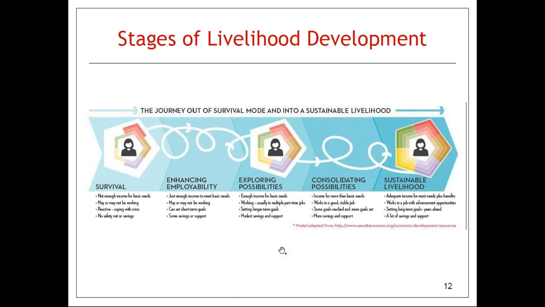And the last two stages, four and five, are consolidating possibilities, and the last one there is obviously obtaining a sustainable livelihood. In terms of the consolidating possibilities piece, this usually and likely occurs after a woman has taken an economic development program.